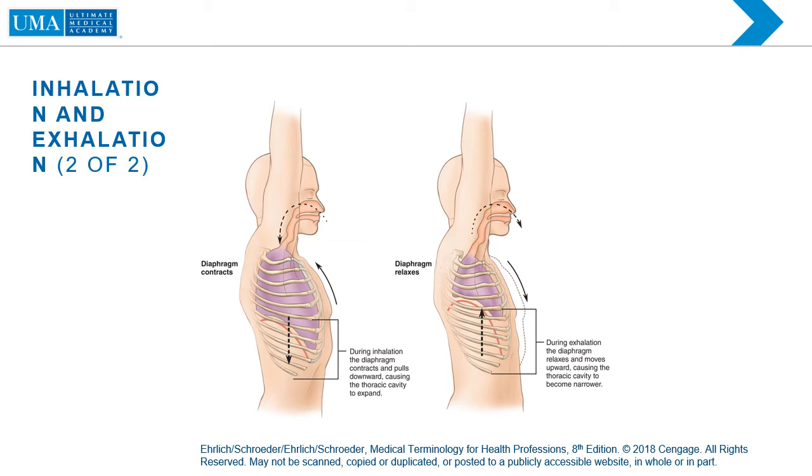Now, we use the term inhalation and exhalation, but what is it exactly? Inhalation would be the act of taking air in as the diaphragm contracts and pulls downward, whereas exhalation is the act of breathing out. As the diaphragm relaxes, it moves upward, causing the thoracic cavity to become more narrow.